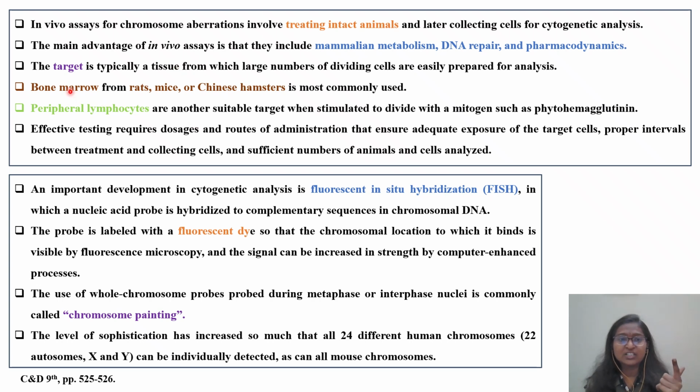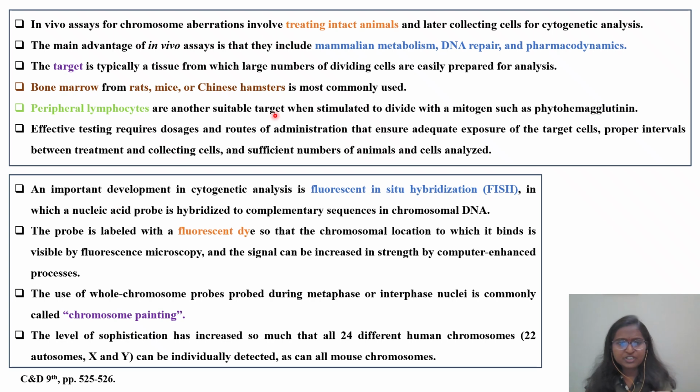Now we are discussing bone marrow from rat, mice and Chinese hamsters. Peripheral lymphocytes are another suitable target when stimulated to divide with a mitogen such as phytohemagglutinin. Effective testing requires dosage and routes of administration that ensure adequate exposure of the target cells, proper intervals between the treatment as well as collecting cells, and a sufficient number of animals or cells analyzed.